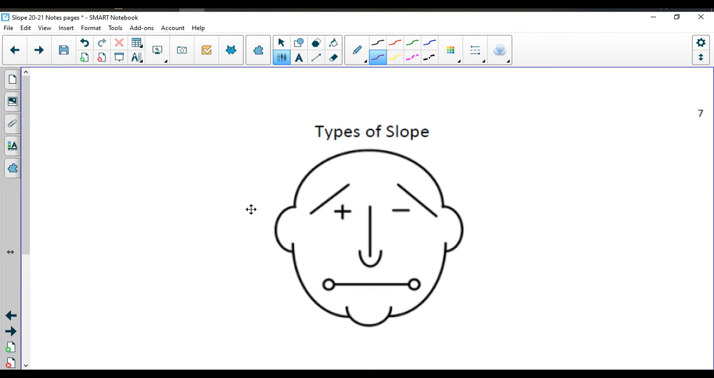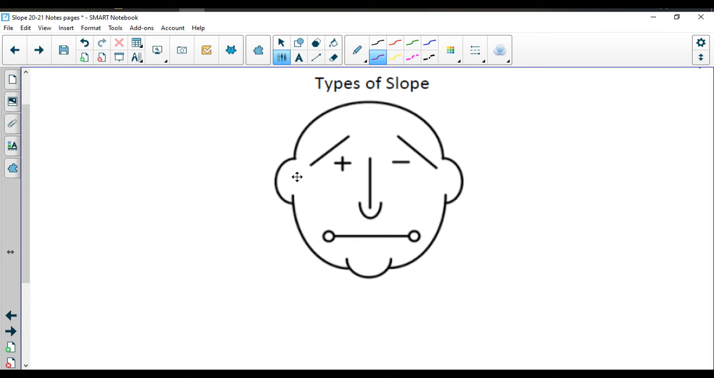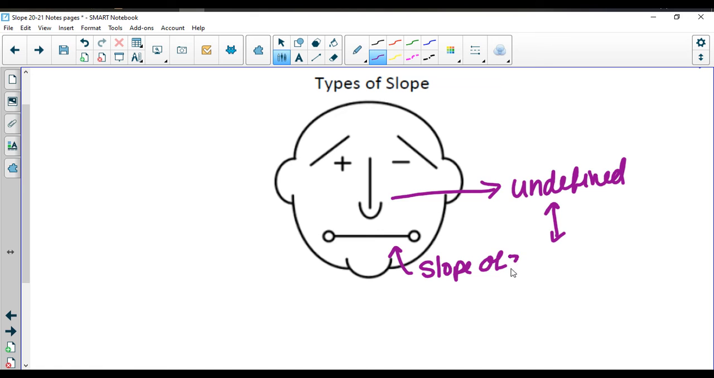If you look at the next page, there are a couple different types of slope that you can see here. Positive slope is going to move up. Negative slope is going to move down. We also have in here what is called an undefined slope. So what happens is it is just a vertical line, and then we also have a slope of 0. So those are all of our different options here.